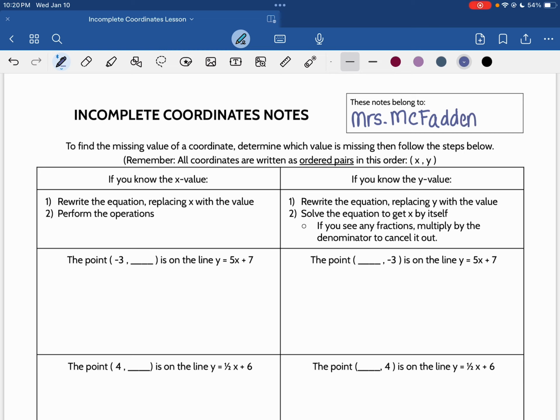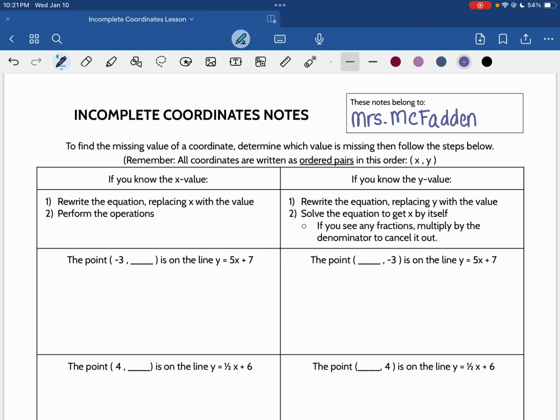Alright, so what we were talking about on Monday is how to find the missing value of a coordinate. So I'm going to call this incomplete coordinates because you'll notice that all four examples down below only have one number and then there's a blank in the other spot. Our job is to find the missing value. Your first job in order to make this happen is to determine which value is missing and then follow the steps that I've listed on our notes here.